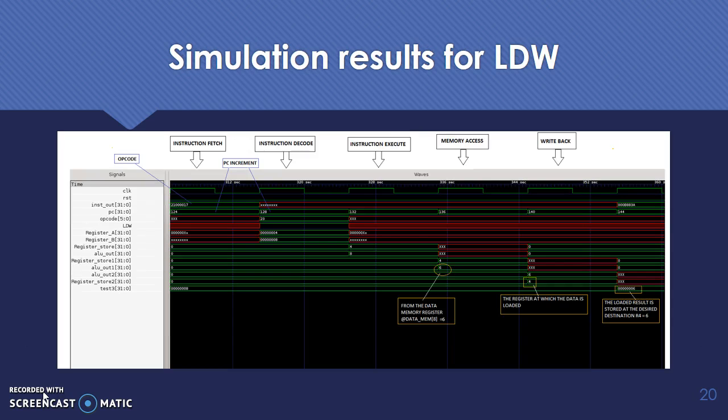In the load instruction, it uses the memory access stage because it has to extract the data from the data memory and put it into the register file. Therefore, the contents from memory are extracted and given to write back for putting it to the desired location, which can be seen in the last cycle.